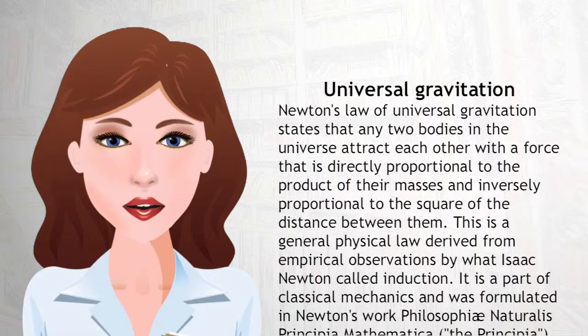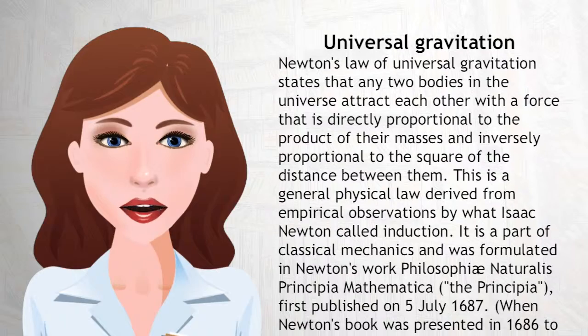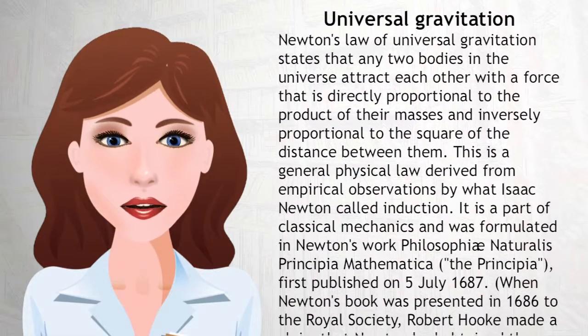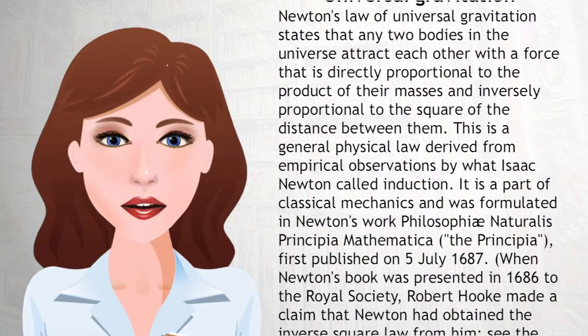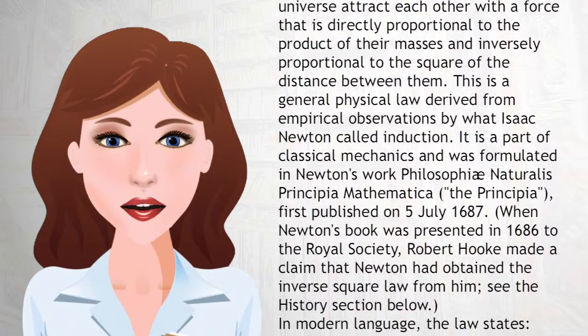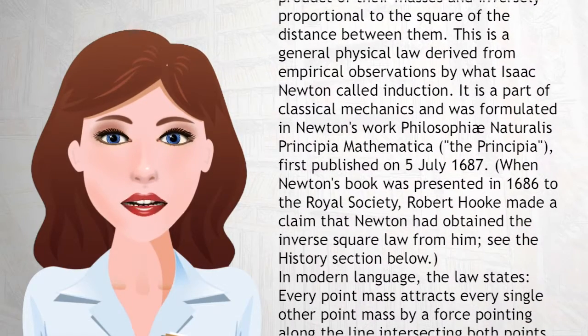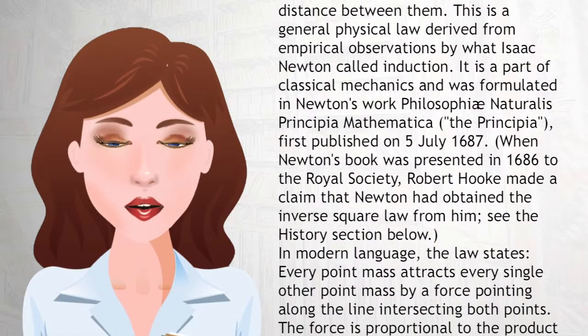It is a part of classical mechanics and was formulated in Newton's work Philosophiæ Naturalis Principia Mathematica, the Principia, first published on July 5, 1687, when Newton's book was presented in 1686 to the Royal Society. Robert Hooke made a claim that Newton had obtained the inverse square law from him. See the history section below.